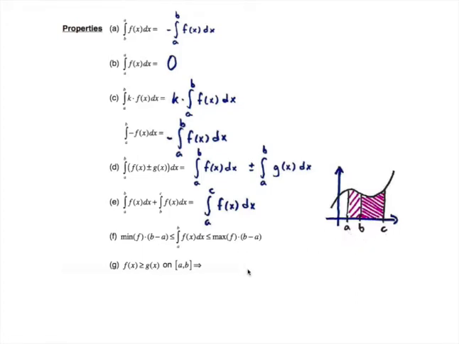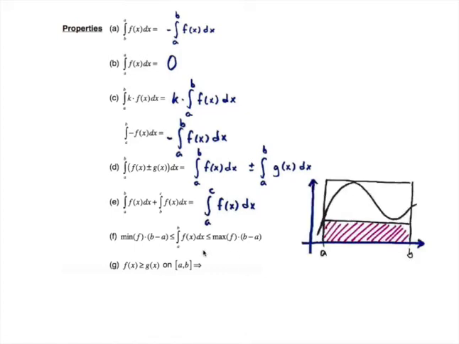Property F tells us that the integral from a to b of f of x is bounded by two values. It's bounded below by the area of that rectangle here, which is going to be less than or equal to the area under the curve. And the area under the curve is also bounded by that big rectangle here. So this is quite obvious when you look at this graph.